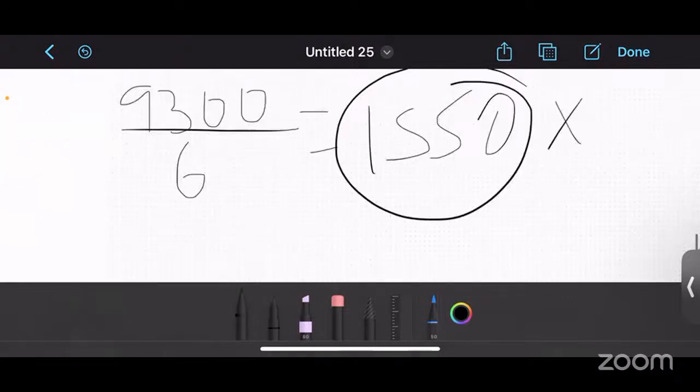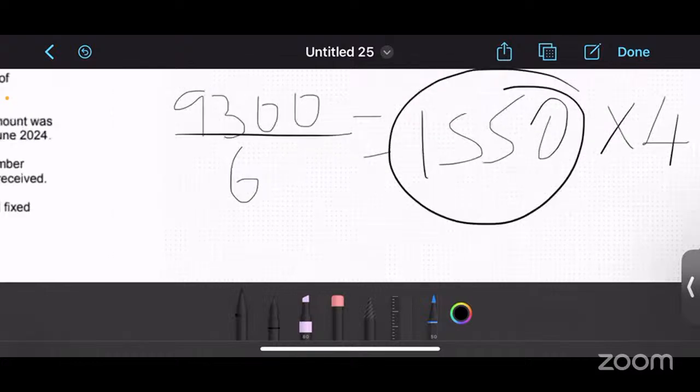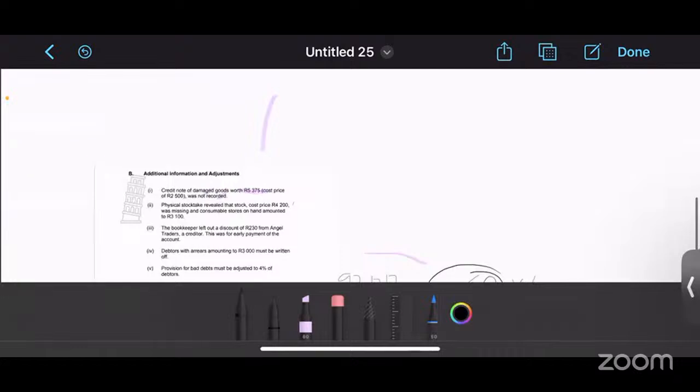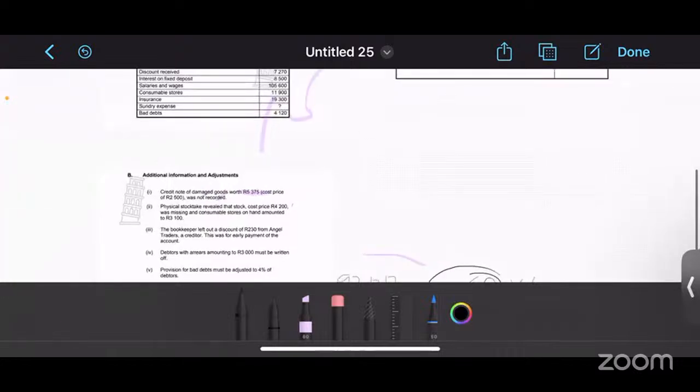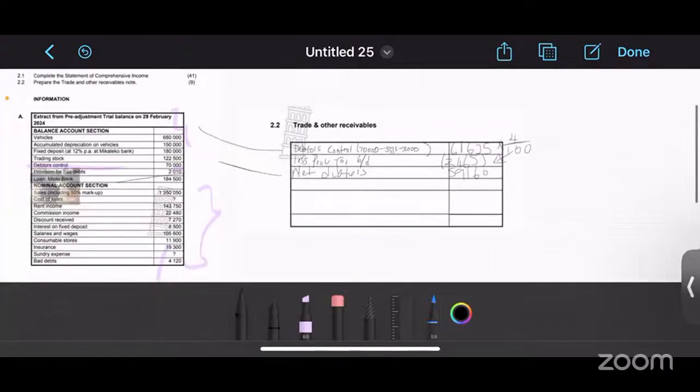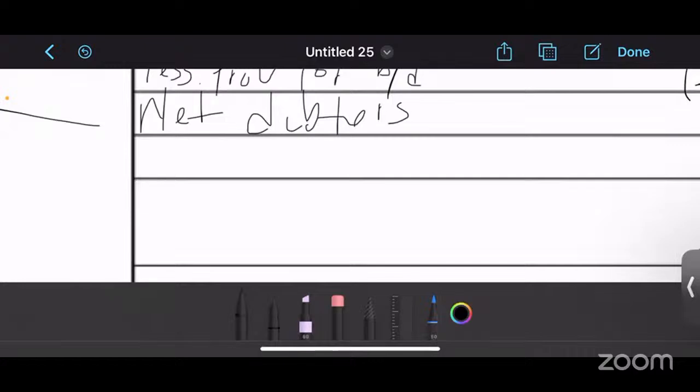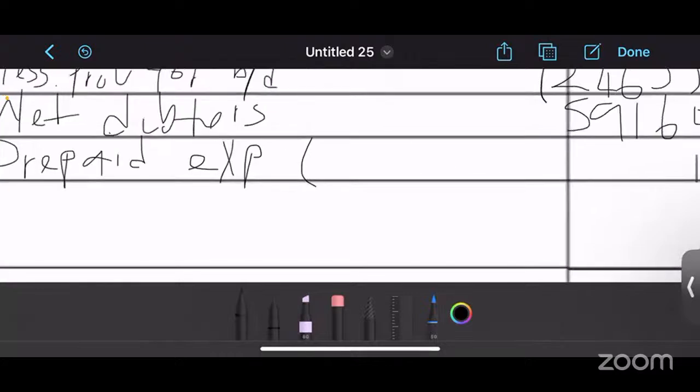So you are going to multiply by 4 because you want to know how much the insurance amount will be for 4 months, right? 1,550 multiplied by 4, which is for a period starting from March up until June 30th, gives 6,200. 6,200, guys. Okay. And this is the prepaid. You said how much? 6,200.